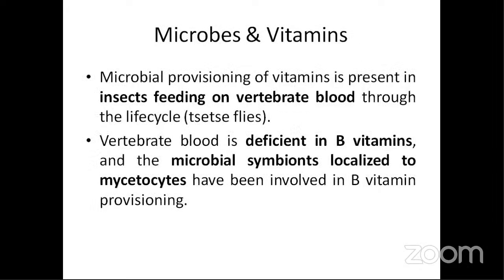Microbes and vitamins. Usually, this microbial provisioning of vitamins can be seen in insects which feed on vertebrate blood throughout the life cycle, like the tsetse flies and the sheep ked. These insects usually obtain vitamins from the vertebrate blood. Vitamin B is not absent, it is deficient in the human body, so insects can't obtain it from that blood. For that, some microbial symbionts are localized as mycetocytes and are involved in vitamin B provisioning in the insect body.